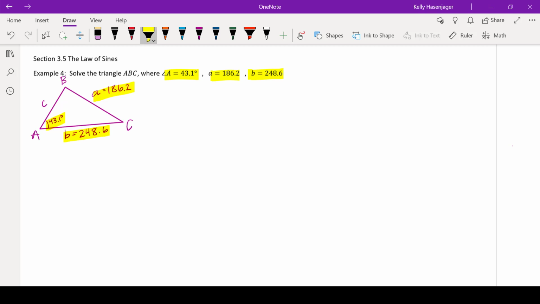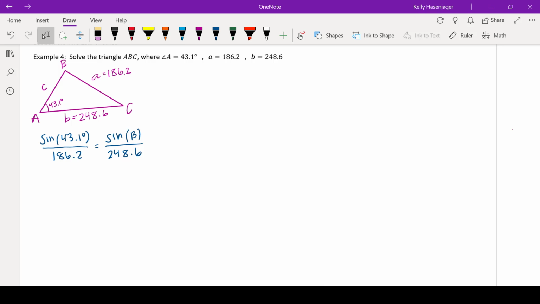You see that we have a side-side angle. This is an SSA triangle, and every time we have a corresponding angle and side, we know that we can do the law of sines. So let's do it. We have sine of 43.1 degrees over its corresponding side, which is 186.2, is equal to sine of B over its corresponding side, 248.6. Now we chose B because we do know side length B.